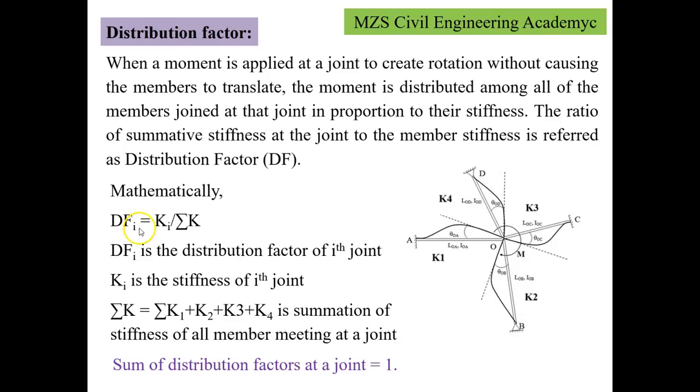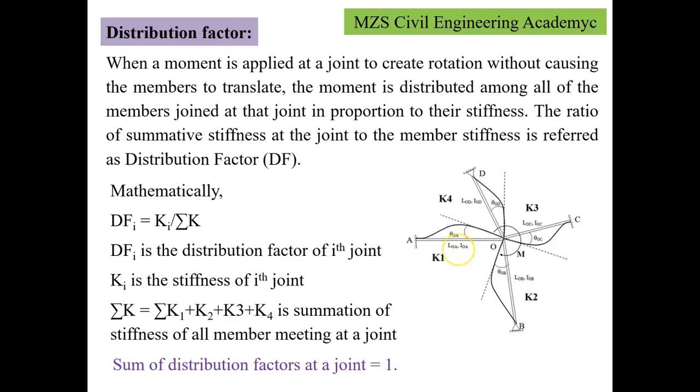Mathematically, we can say DFi is equal to Ki divided by summation of K, where DFi is the distribution factor of the ith member at the joint, Ki is the stiffness of that ith member, and summation of K is the total summative value of stiffness at that particular joint. Since it's a participative contribution of all members, the sum of distribution factors along a joint should be equal to 1. They may differ individually based on the material characteristics as well as geometry.